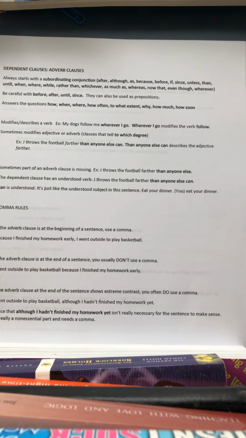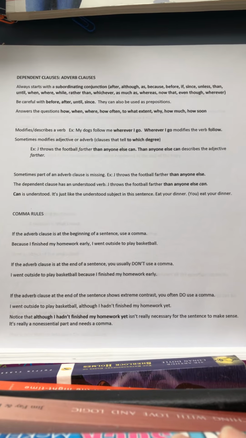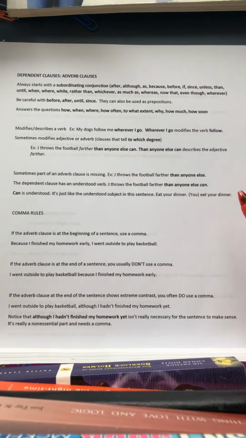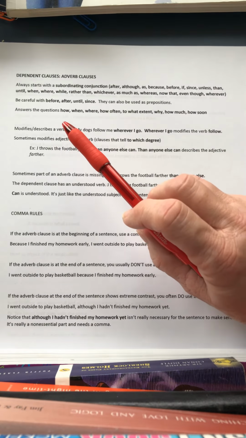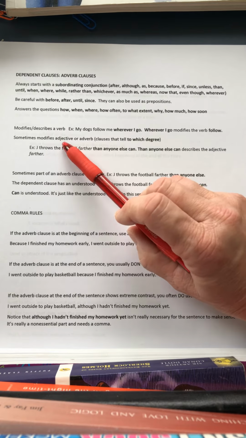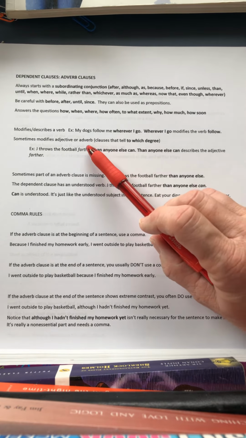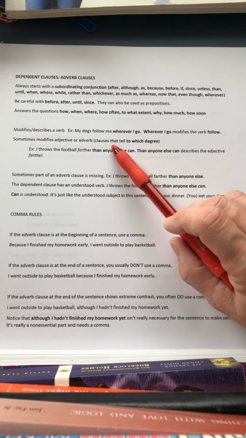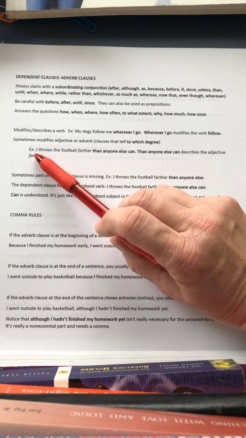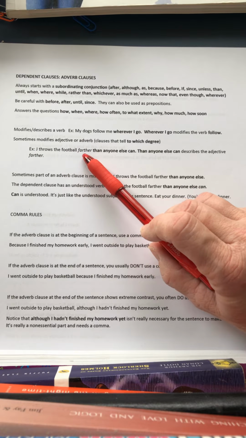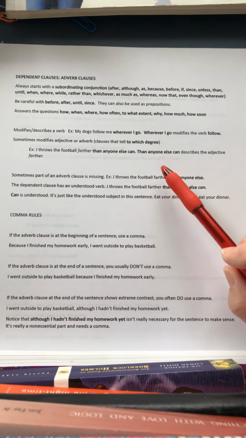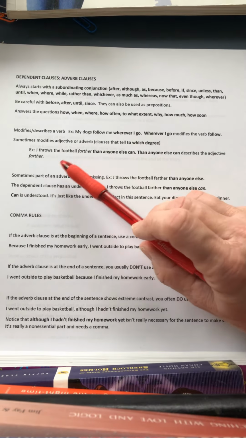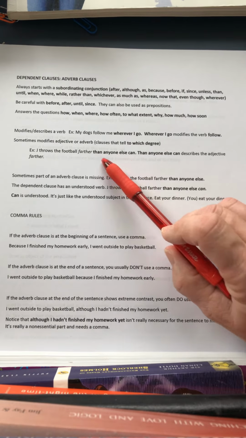Sometimes an adverb clause will describe an adjective or an adverb, just like adverbs do. The adverbs can describe a verb, an adjective, or an adverb. And these adverb clauses that describe adjectives or adverbs usually tell to which degree. Like, look at this one. Jay throws the football farther than anyone else can. Than anyone else can describes the adjective farther because it's telling how much farther.